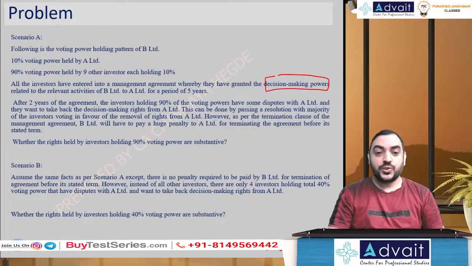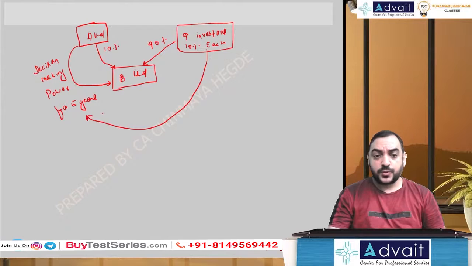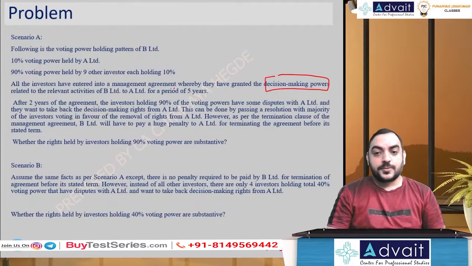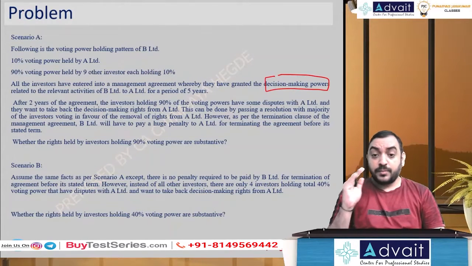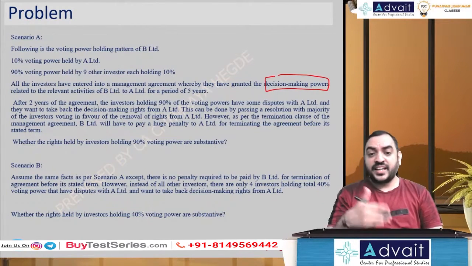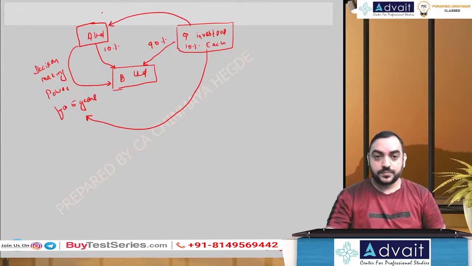After 2 years of the agreement, the investors holding 90% of the voting power have some disputes with A Limited, and they want to take back the decision making right from A Limited. This can be done by passing a resolution with majority of the investors voting in favor of the removal of the rights from A Limited. So they are having disputes with A Limited, and they want to take out the rights.